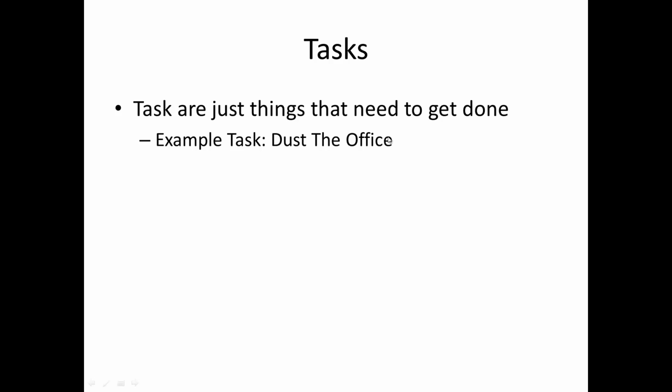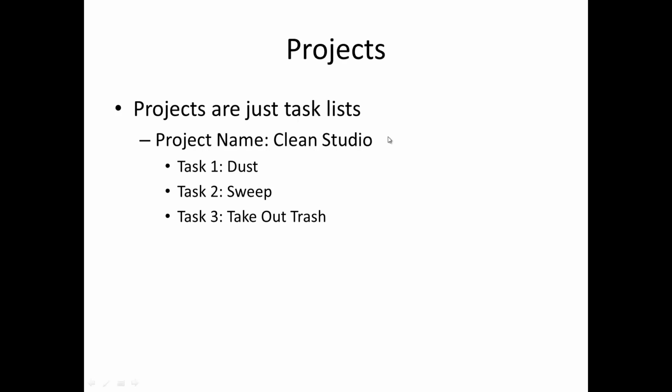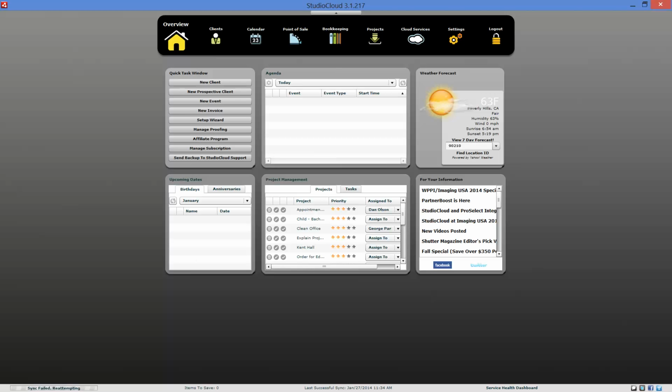We also have in Studio Cloud the concept of projects, and you can think of projects as task lists. Right now we're going to talk about general projects. This example right here does. You have a project, or a task list, called Clean Studio. First tasks are dust, sweep, take out the trash. Let's walk through this very basic general project in Studio Cloud.